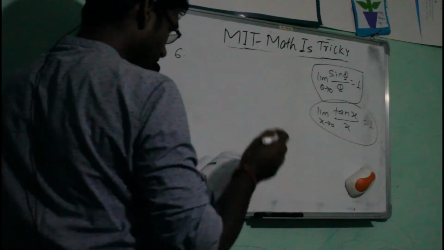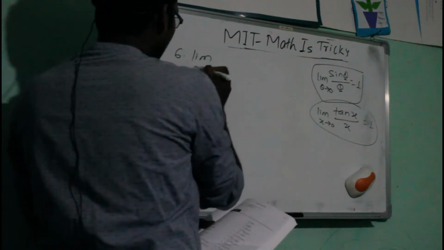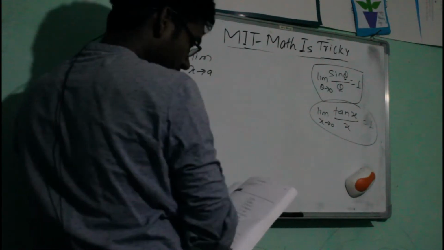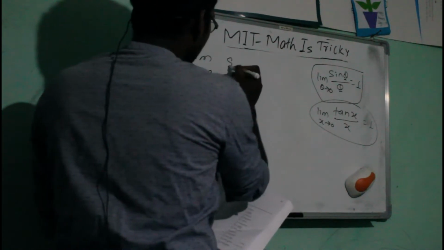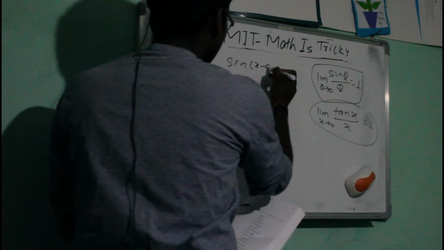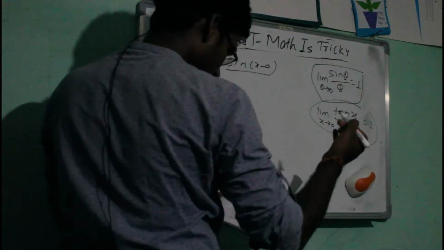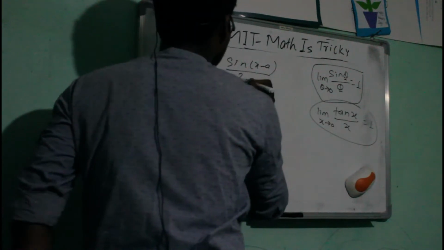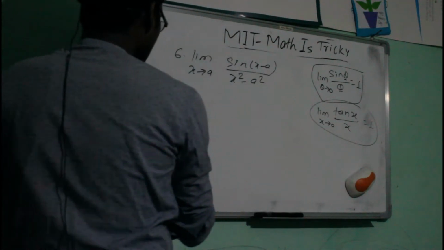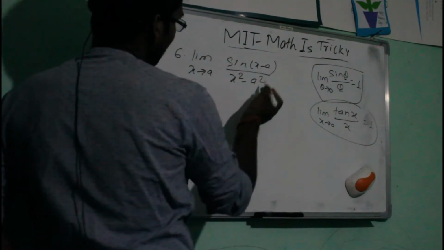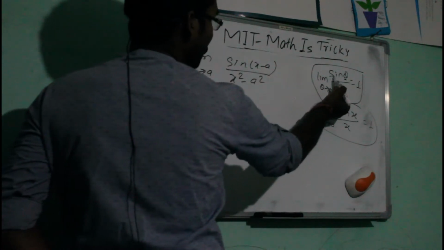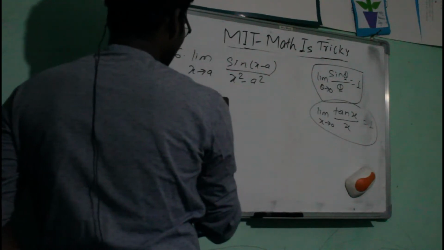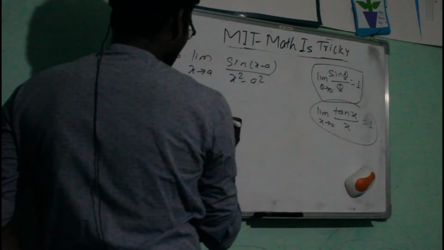So next question I'm taking here: limit x tends to a, sine x minus a by x square minus a square. Again here we have to use this formula. Remember, always sine theta by theta. So let's change this in that form. How can we do that?